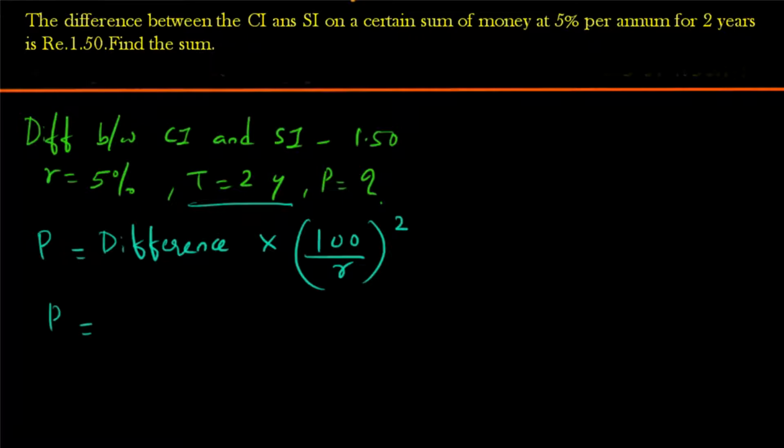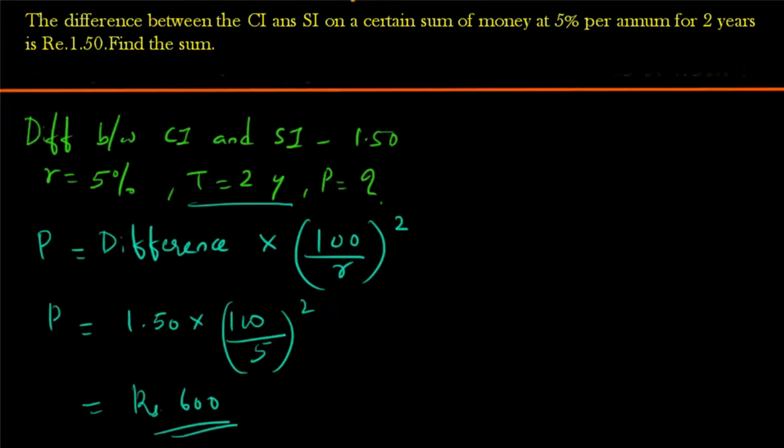So here principal will be equal to, what is the difference given? 1.50. So 1.50 into (100 by r), that is (100 by 5) the whole square. So you will be getting 100 by 5 is 20. 20 the whole square is equal to 400. So 1.50 into 400 is equal to Rs 600. So this is the principal.